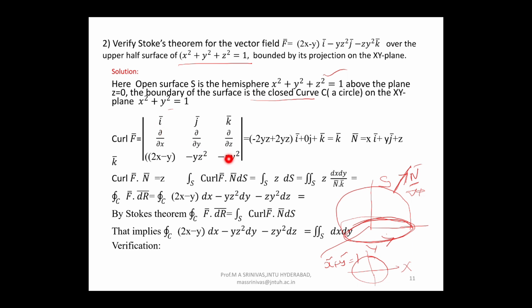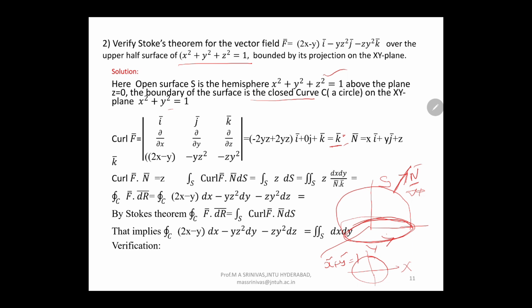The coefficient of j bar is the derivative of this with respect to x. There is no x here. Derivative is 0. Derivative of this with respect to z. Here also no z at all. Therefore, the derivative is also 0. The j bar coefficient is also 0. And now coming to the k bar coefficient, derivative of this with respect to x is 0, and derivative of this with respect to y is minus 1, because the minus of minus 1 will be plus 1. Therefore, ultimately, curl F bar is k bar.